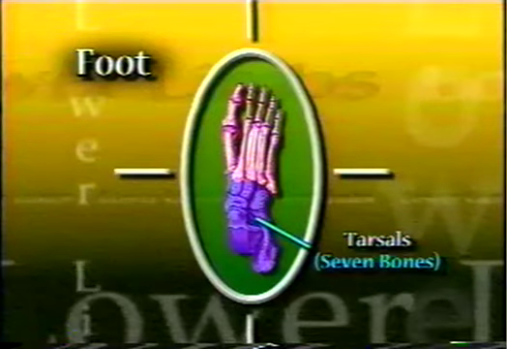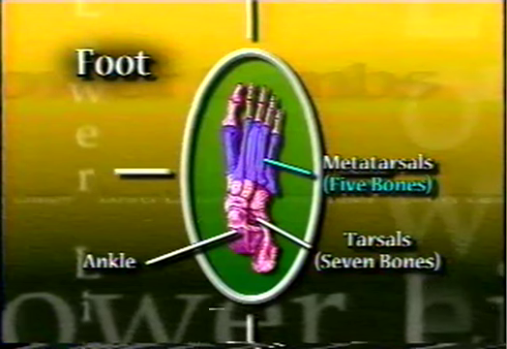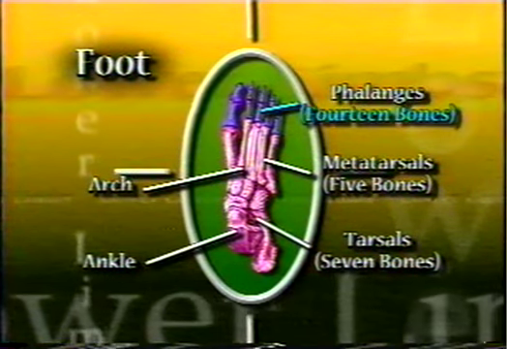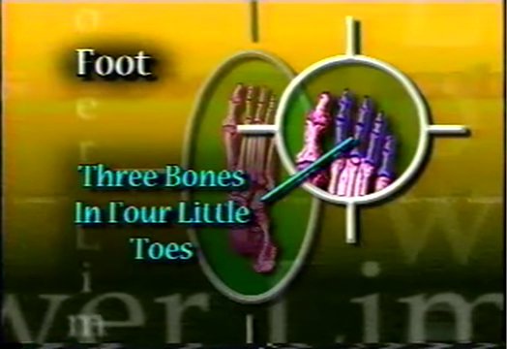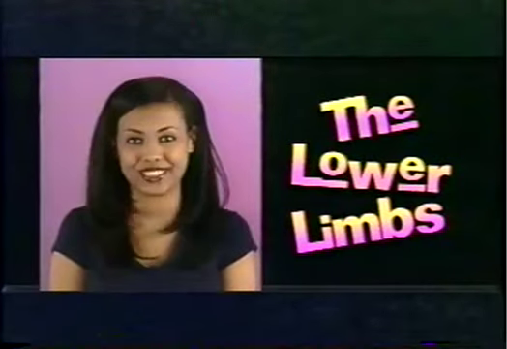The tarsals are 7 bones that form the ankle. The metatarsals are 5 bones that form the arch of the foot. Finally, the phalanges are 14 long bones that form the toes. There are 3 bones in each of the 4 little toes and 2 in the big toe, or some call it the hallux. And that's it for the lower limbs.